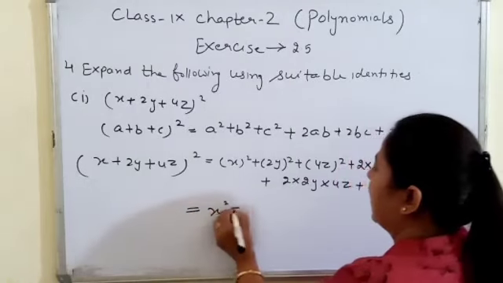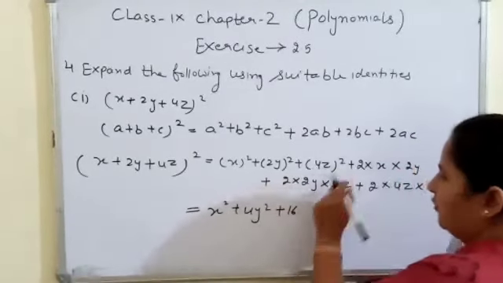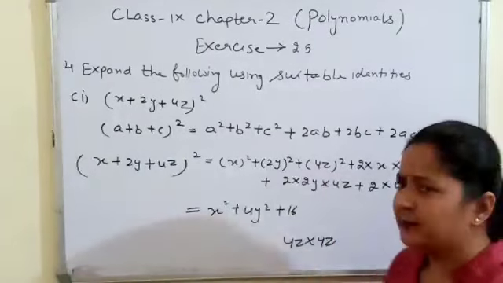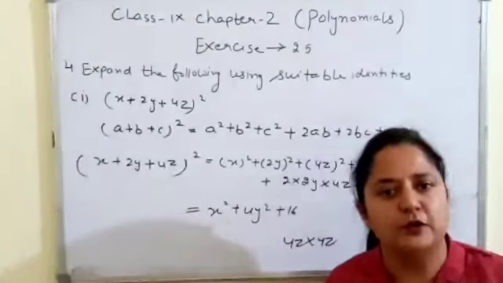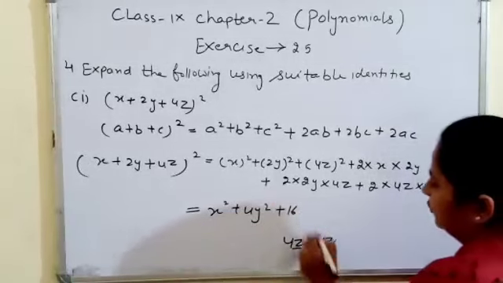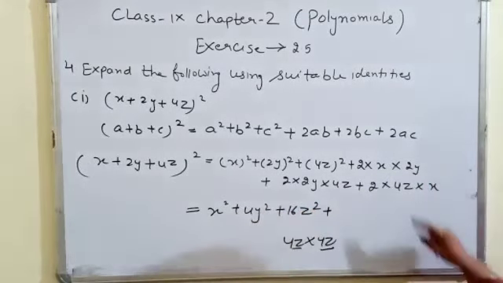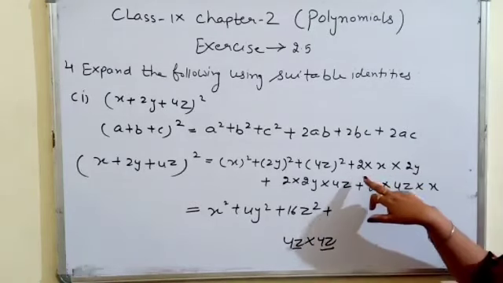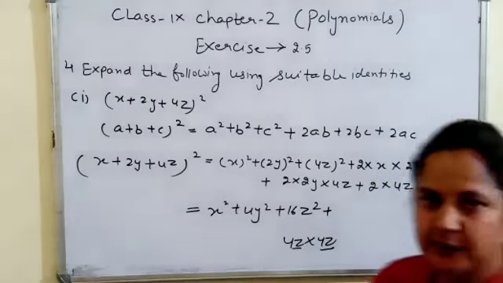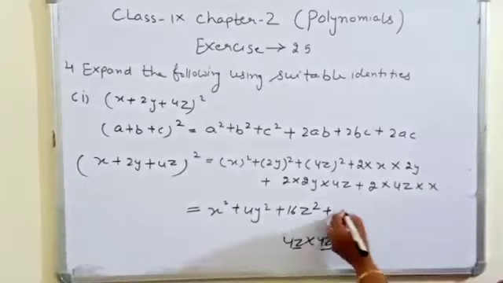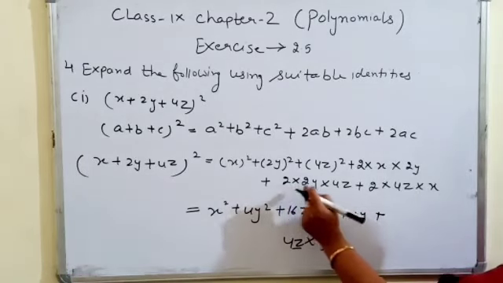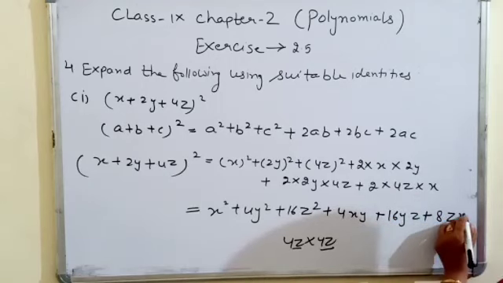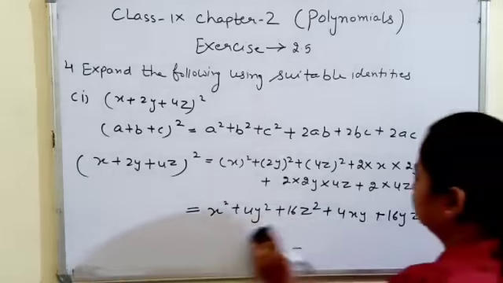So the result is x square plus 4y square plus (4z) square. It means we have to multiply 4z two times. We have done this many times. So what is the result? This is 4 into 4 is 16, z into z, 16z square. Now you can see here we have to multiply the numerals 2, 1 and 2. When we multiply 2 into 2, the result is 4xy. Similarly 2 into 4 into 2 is 16yz plus 4 into 2 is 8zx. So this was the result for part 1.